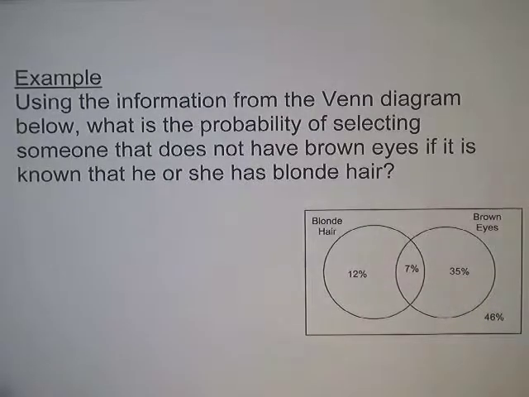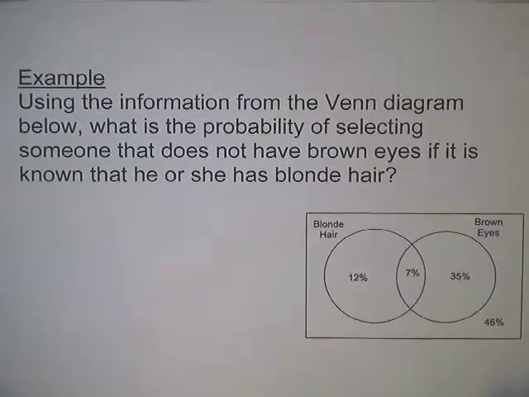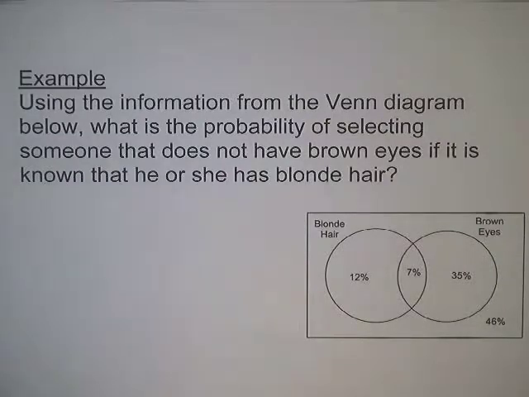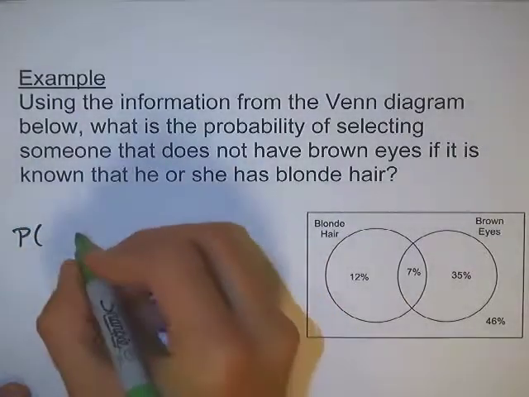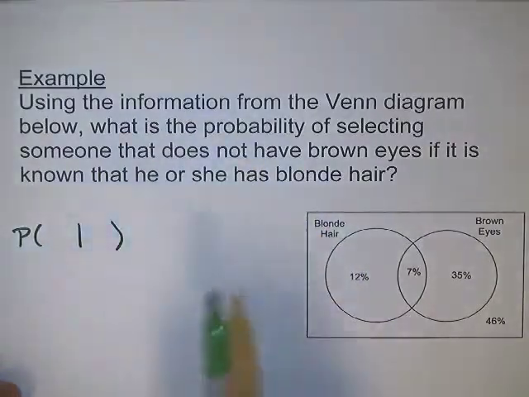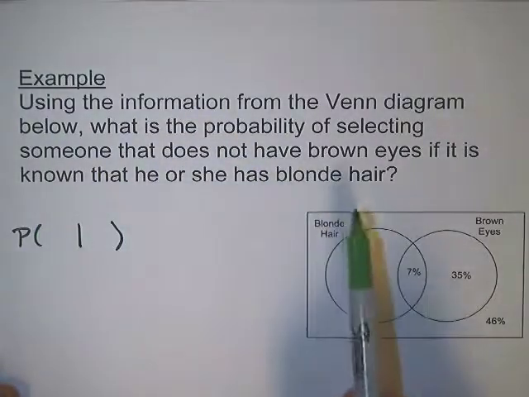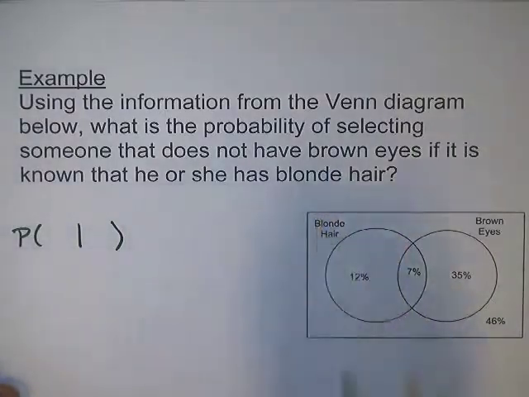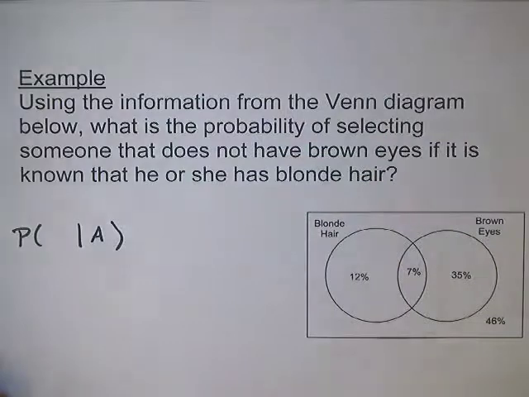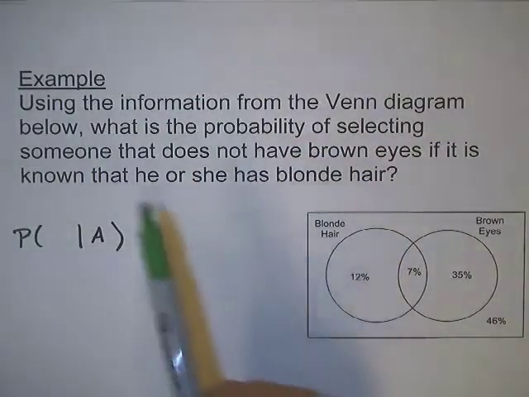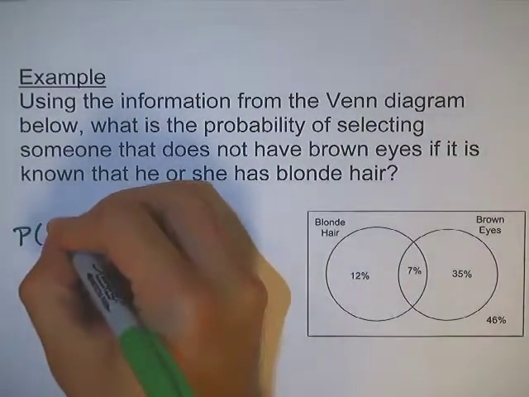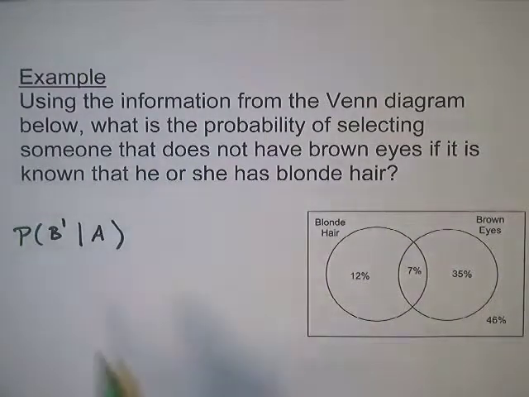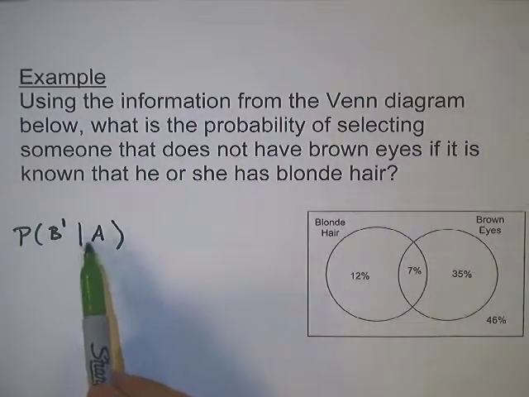So same Venn diagram, same situation. We want to know what is the probability of selecting someone that does not have brown eyes if it is known that he or she has blonde hair. Let's start by notating this probability. The given, it's known that he or she has blonde hair, so the given condition is blonde hair, event A. What we want to know is the probability of someone that does not have brown eyes. Remember that we're looking for the complement of B, so we'll write that as B prime. So the probability of B prime given A.